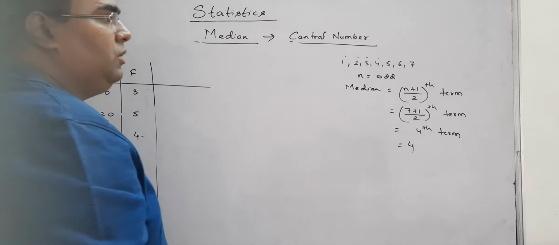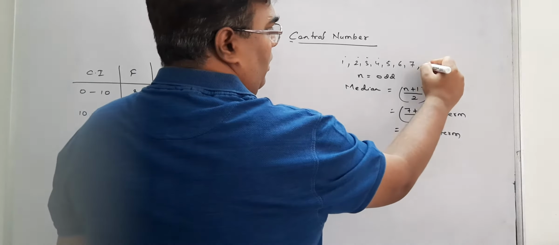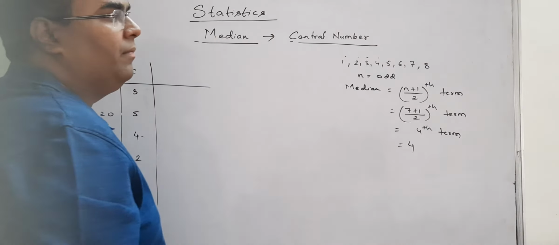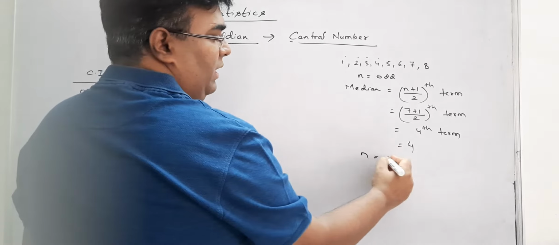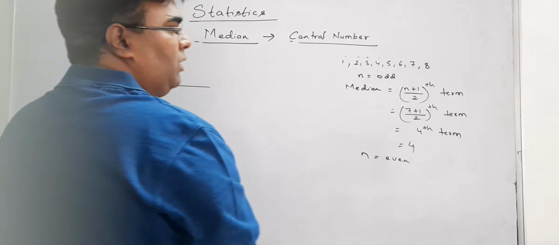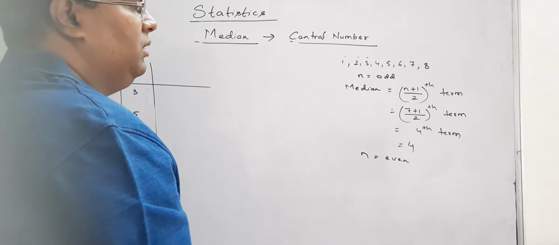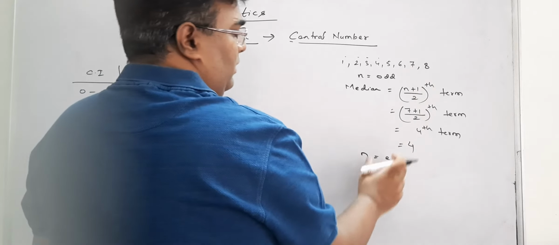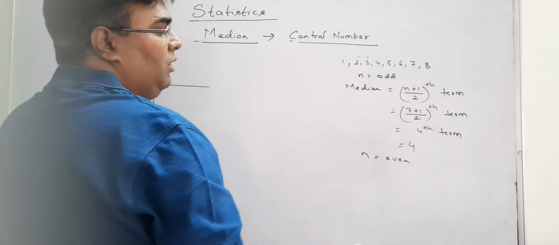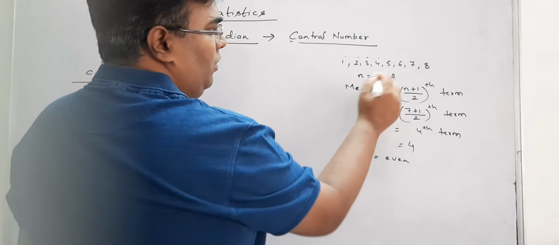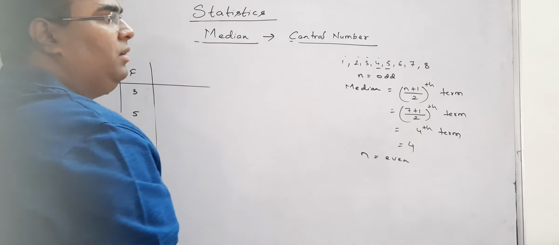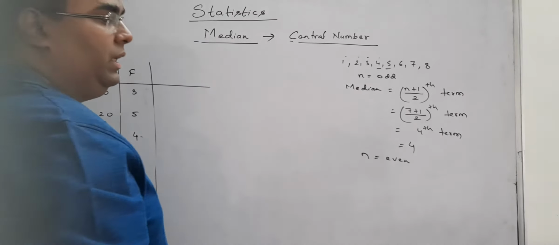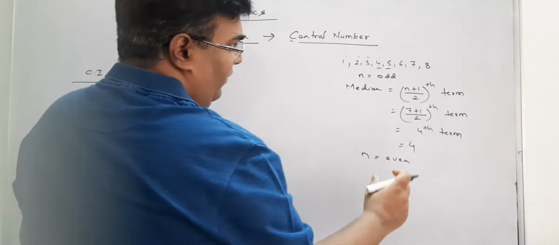Correct? Now suppose I am just adding one more number. If n is even, what is n? N is the total number of observations, right? So if n is even, we actually have two middle numbers. If you look here, 4 and 5 are at the center of all the data. So we will find out the formula.